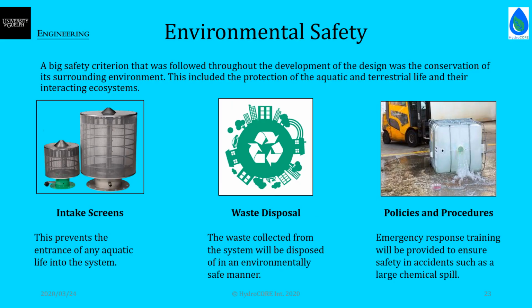To ensure the safety of the system's surrounding environment, several precautionary actions were determined. In order to be considered environmentally safe, the intake velocity of the system could not exceed 0.6 meters per second. This was a safety parameter that was followed to reduce the interference of aquatic life. An intake screen was also added to prevent the entrance of any aquatic life or debris into the system.